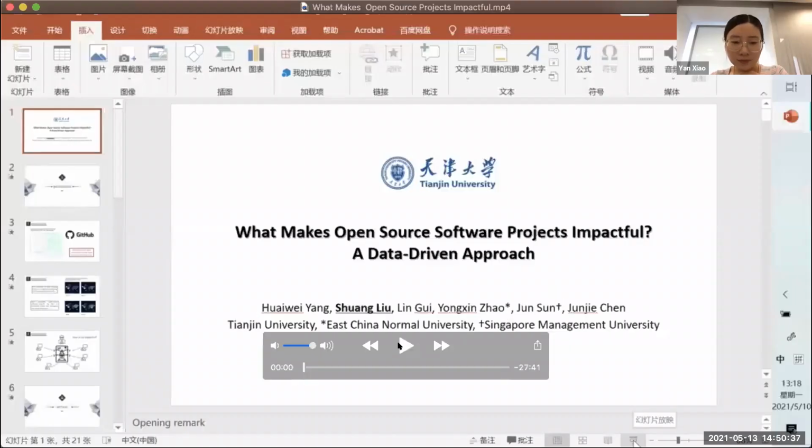Then let's start the last paper. It's What Makes Open Source Software Projects Impactful, a Data-Driven Approach. Let's start.